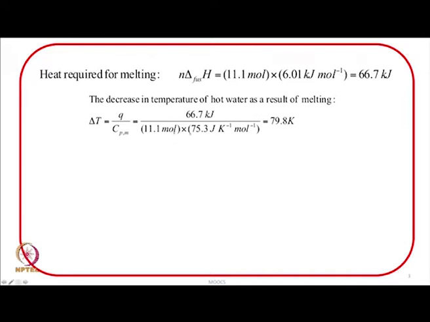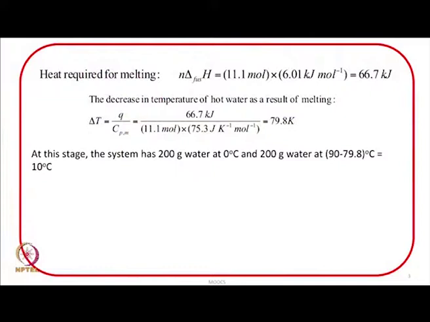The change in temperature is delta T. It does not matter whether you count it in degree Celsius or Kelvin, because the change, delta, will remain the same. Initial temperature was 90 degrees Celsius and the change in temperature is 80 degrees Celsius or 80 Kelvin, which is the same. Therefore, the final temperature is going to be 90 minus 80, which is equal to 10 degrees centigrade, not 10 Kelvin, 10 degrees Celsius.